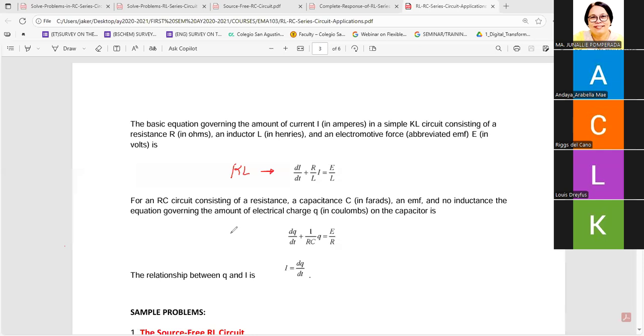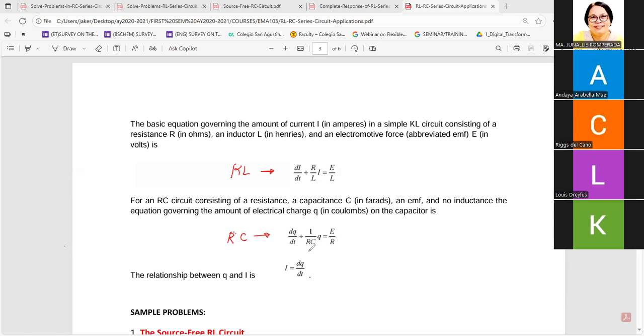For an RC circuit, as mentioned there on top, this will be your DE. For a circuit containing a resistor and a capacitor, the rate of change of the charge in coulomb per second plus the charge in coulomb divided by the product of the resistance and the capacitance is equated to E, the electromotive force, divided by the resistance.